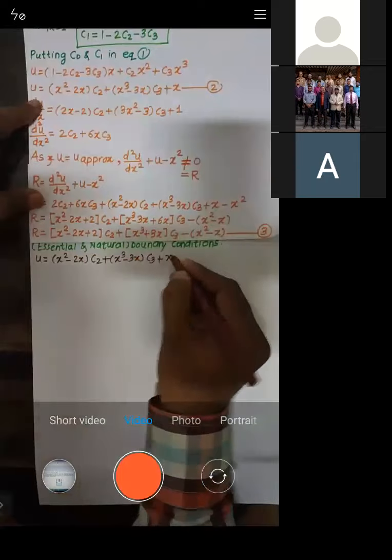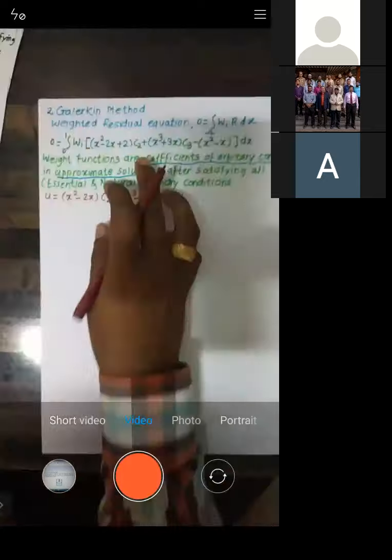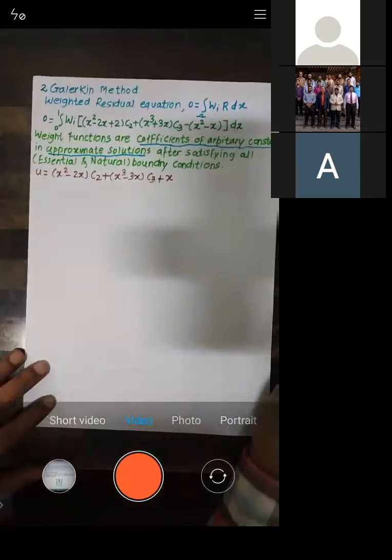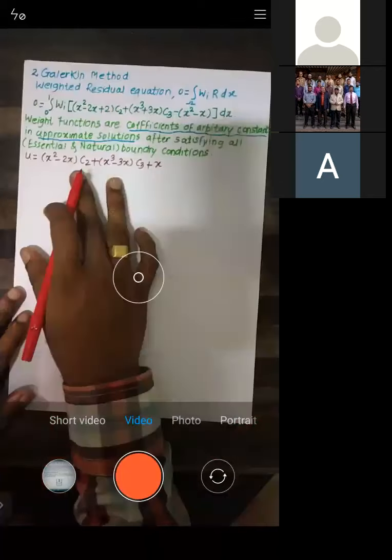Okay, so this is our approximate solution. In the approximate solution, we have two constants, c2 and c3. So, coefficients of the constants.